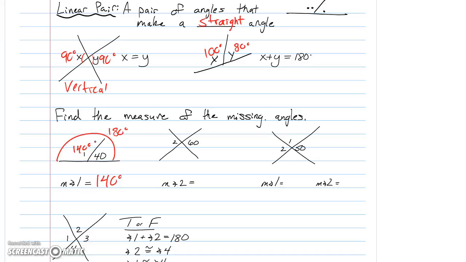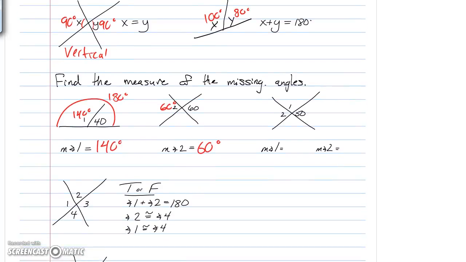The next set is a vertical angle set. They make an X. You're on the lookout for an X for vertical angles. And the angles across from each other are the same. So if this is 60 degrees, then this angle is 60 degrees as well. So again, pretty simple idea.